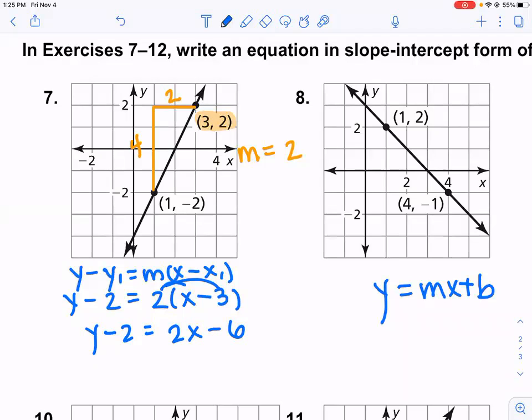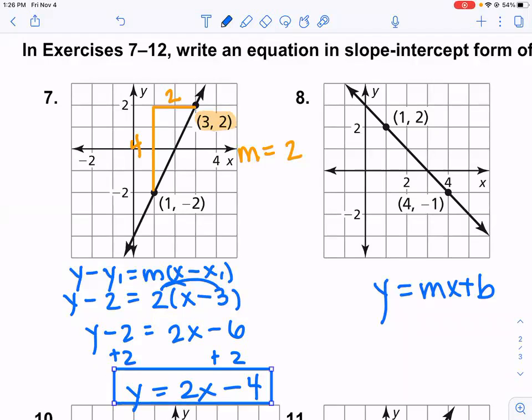We add 2 to each side. Okay, now I need to solve for y. Let's add 2 to each side. So y equals 2x minus... No, that's it. We stop.